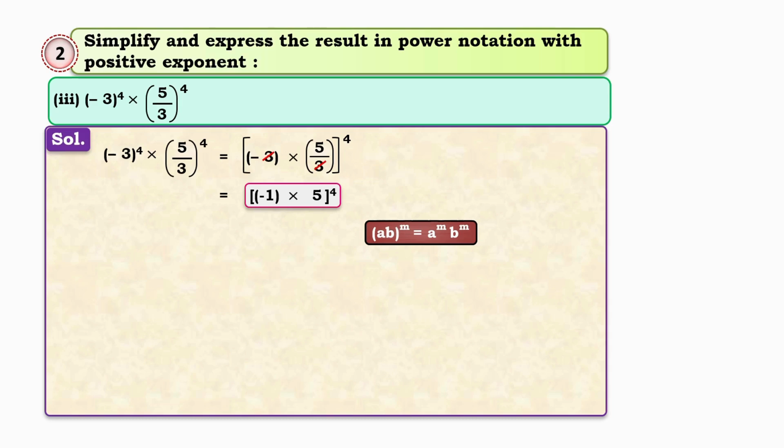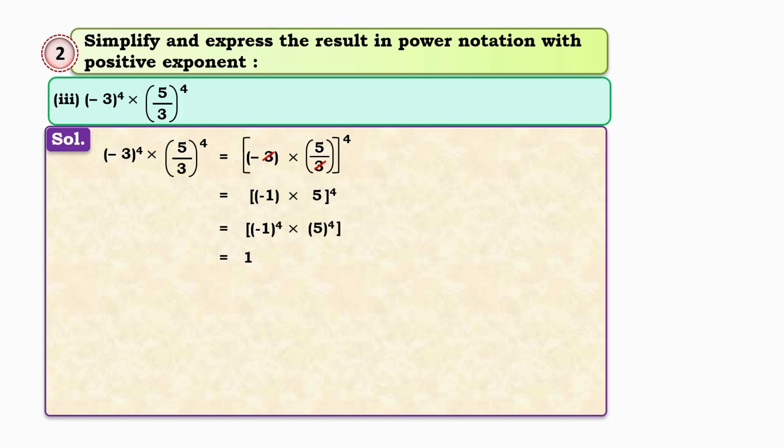So now (ab)^m equals a^m into b^m. So we are going to apply this law. So (-1) to the power 4 will always give you 1, since the power of any negative number will always give you a positive if the power is an even number. In this case 4 is even, so that's why it will always give you a positive 1. So the final answer is 5 to the power 4.